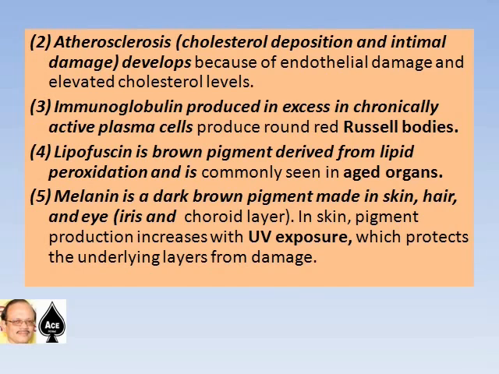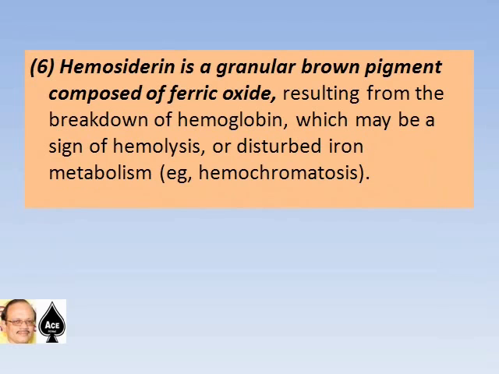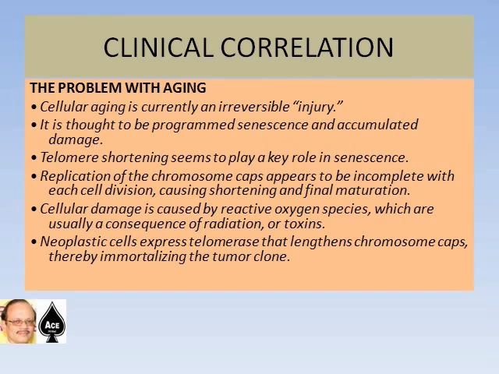Lipofuscin is a brown pigment derived from lipid peroxidation and is commonly seen in aged organs. Melanin is a dark brown pigment made in skin, hair and eye, iris and choroid layer. In skin, pigment production increases with UV exposure, which protects the underlying layers from damage. Hemosiderin is a granular brown pigment composed of ferric oxide resulting from breakdown of hemoglobin, which may be a sign of hemolysis or disturbed iron metabolism like hemochromatosis.